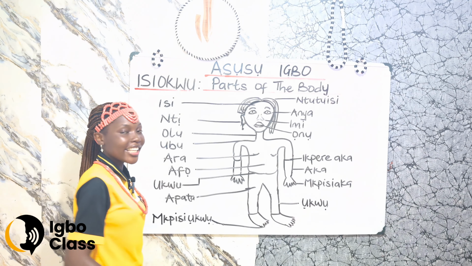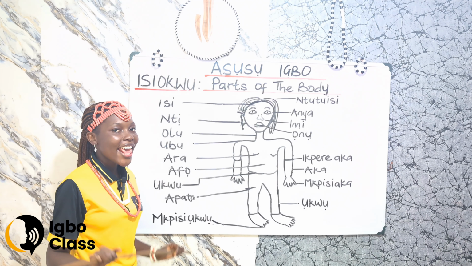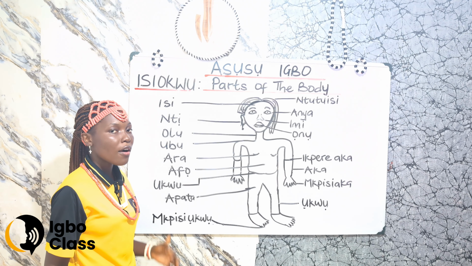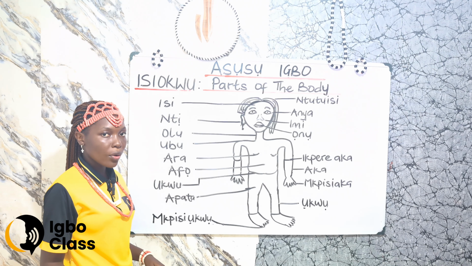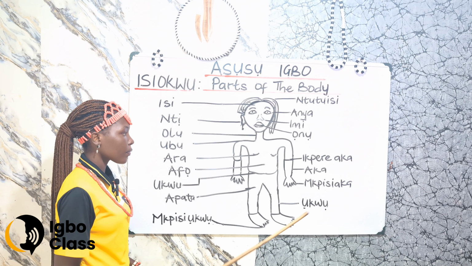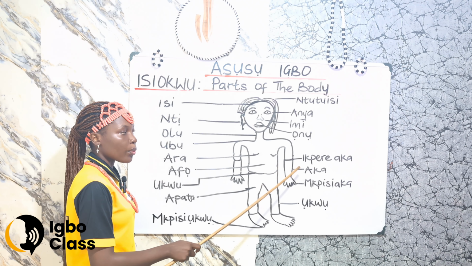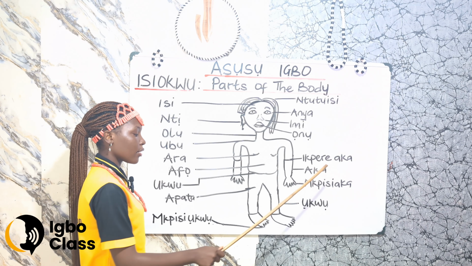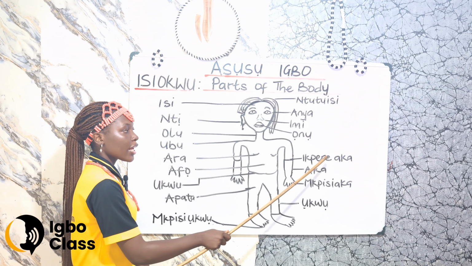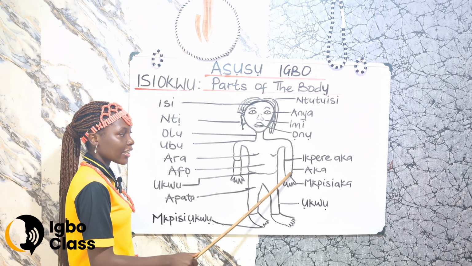And the lips is known as ebugbere ono, ebugbere ono for the lips. The mouth, ono for the mouth. We have the elbow. The elbow, ikpere aka.